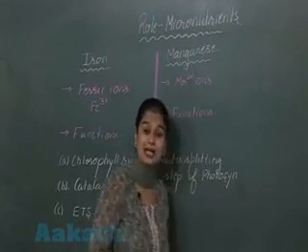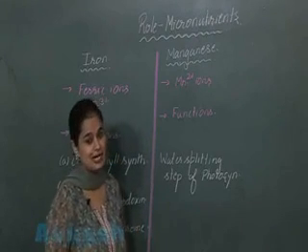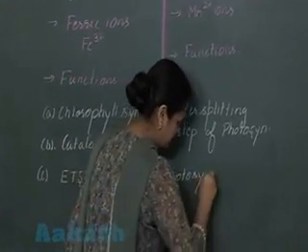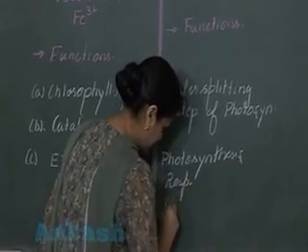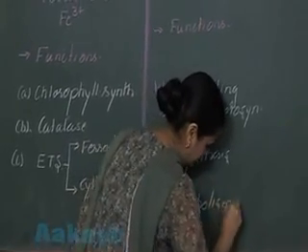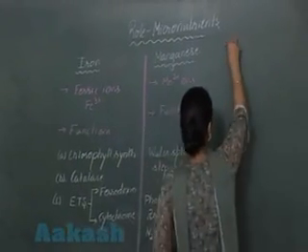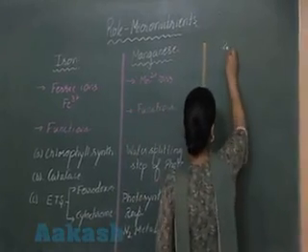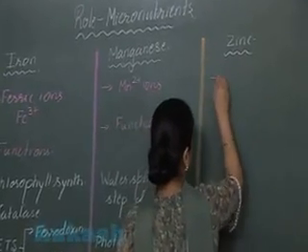Now next one, it activates several enzymes of photosynthesis, respiration as well as nitrogen metabolism. So involved in the activation of enzymes of photosynthesis, respiration and nitrogen metabolism. Now after this, I will be starting with zinc. Absorbed by the plant from the soil in the form of zinc ions.